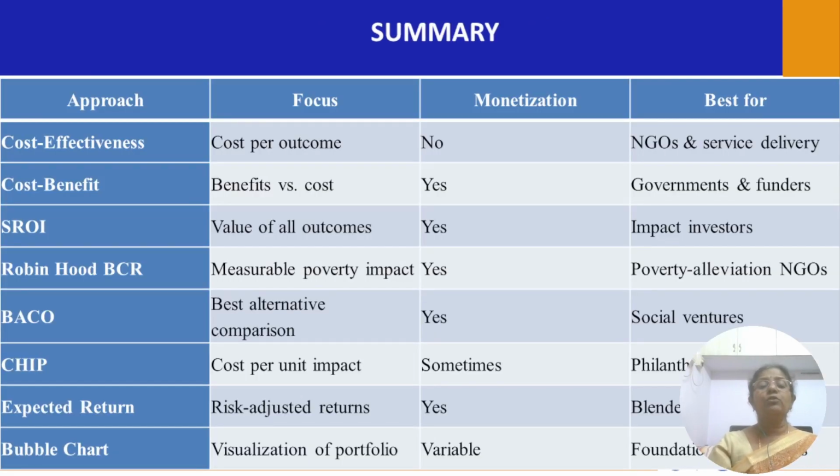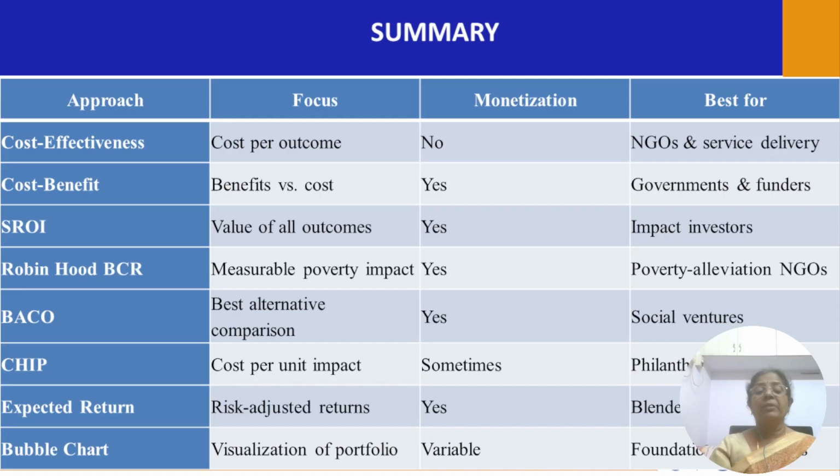Summary: approach, focus, monetization, best for. Cost effectiveness: cost per outcome focus, monetization no, best for NGOs and service delivery. Cost benefit analysis: benefits versus cost, monetization yes, best for governments and funders. SROI: value of all outcomes, monetization yes, best for impact investors.